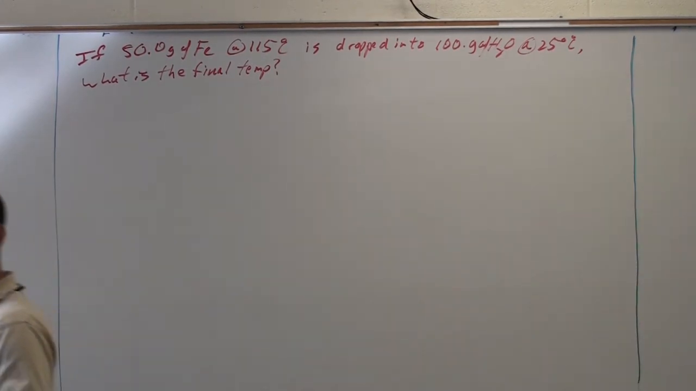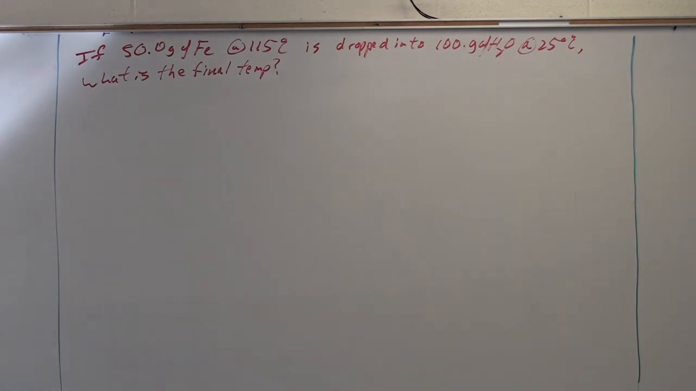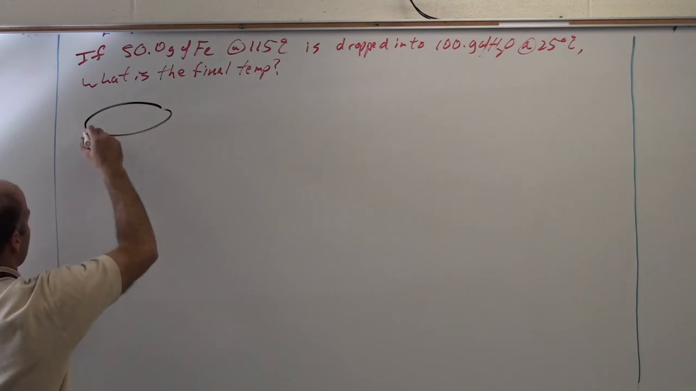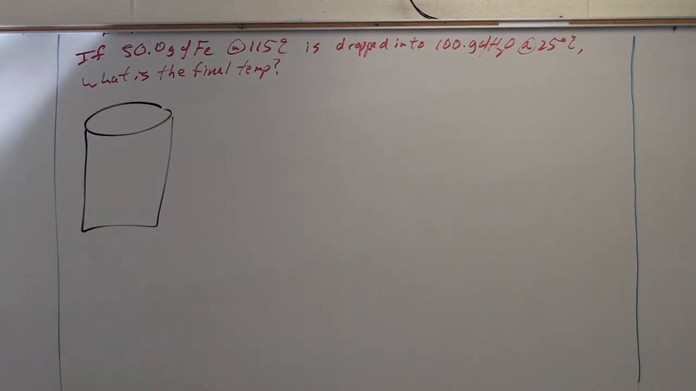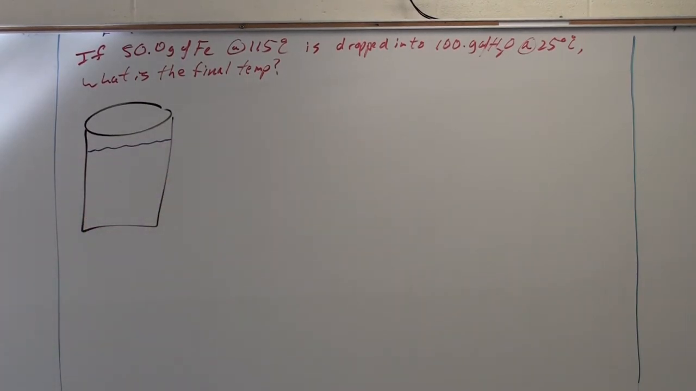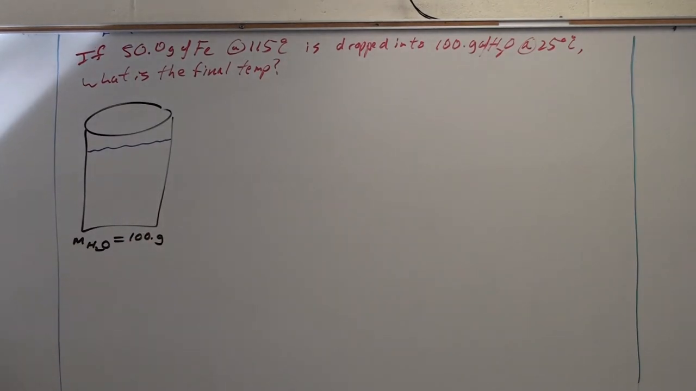So in the last problem, we had one substance, iron. In this problem, we have two substances, water and iron. Whenever you get stuck with a problem, draw yourself a picture. So I have a beaker. And in that beaker, I have 100 grams of water. So my mass of water is 100 grams.